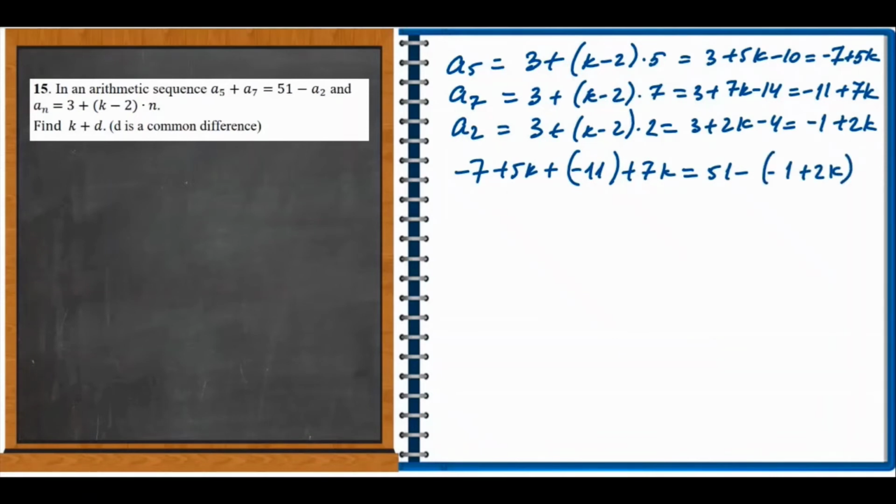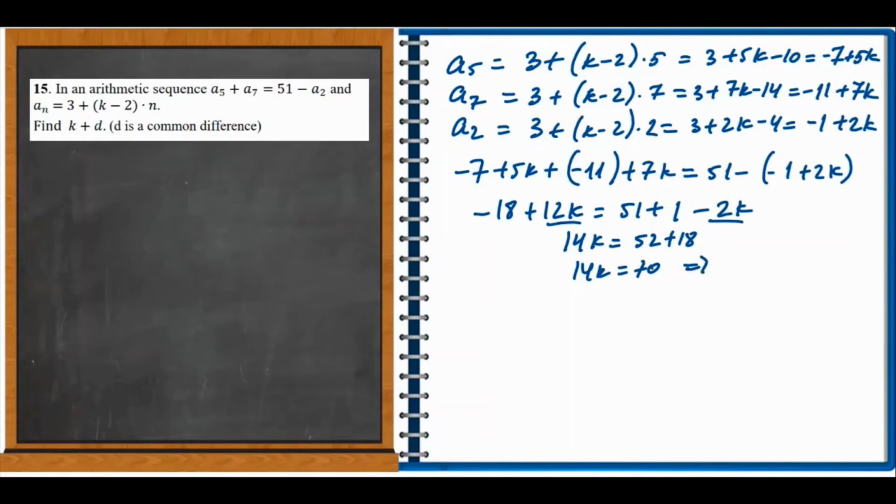Now, again, we'll need to simplify. Negative 7 and negative 11 is negative 18 plus 12k is equal to 51 plus 3, negative 1 plus 1 plus 2 minus 2k. So let's collect like terms. It will be 14k is equal to 52 plus 18, and 14k is equal to 70, k is equal to 5. 70 divided by 14.